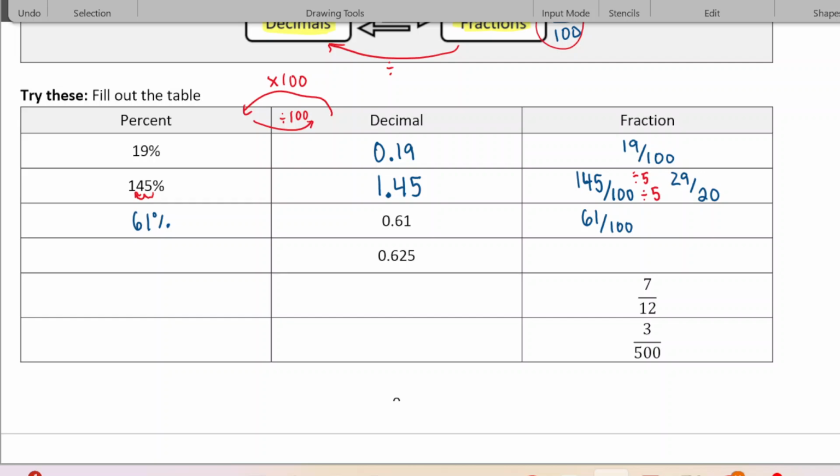Okay, 0.625. So again, multiply that by 100 to make it a percent. So we're essentially moving the decimal place 2 places, 62.5%.